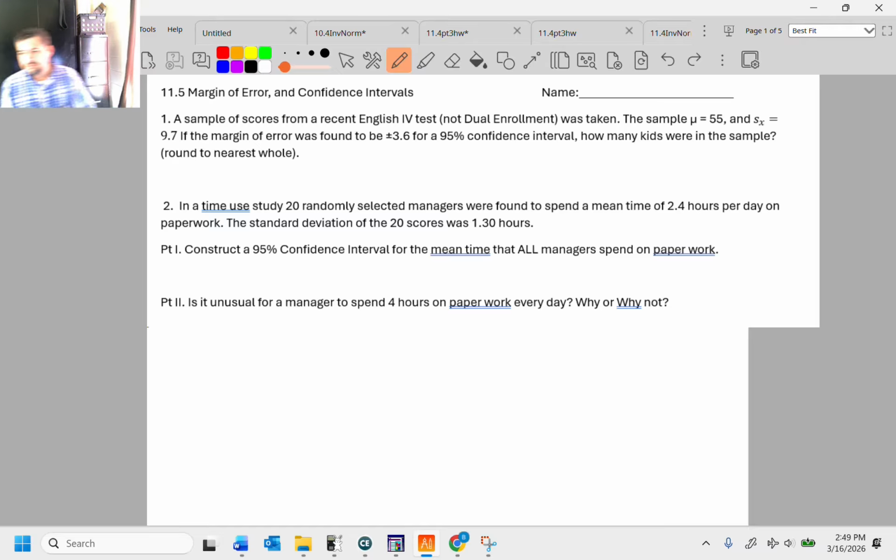So I noticed that it speaks about the 95% confidence interval. And for a 95% confidence interval, the margin of error is going to be 2 sigma sitting pretty over the square root of n. All right. Now, I want to know how many kids are in the sample. Well, the margin of error is 3.6, and it must equal 2 standard deviations, so twice 9.7, sitting pretty over the square root of n.